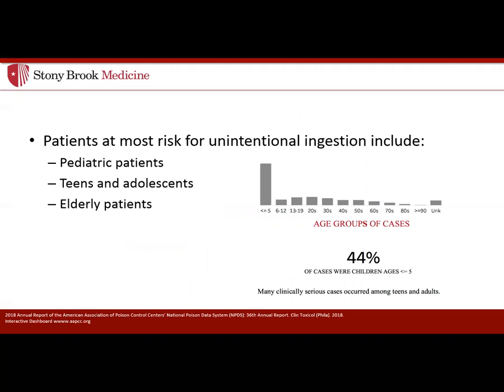Patients at most risk for unintentional ingestion include pediatric patients, teens and adolescents, and the elderly population. Pediatric drug exposures often occur as a result of exploratory behavior, and in these cases, the amounts of drug ingested are usually small and the health effects are minimal. However, certain medications can result in serious illness or death, even in small amounts. These can be classified as one pill can kill medications in young children, and these include calcium channel blockers, tricyclic antidepressants, and opiates.